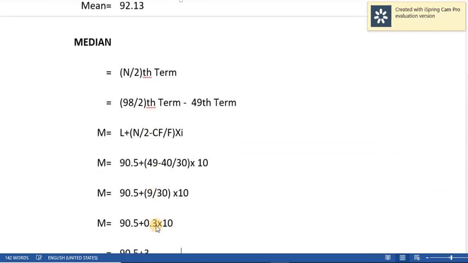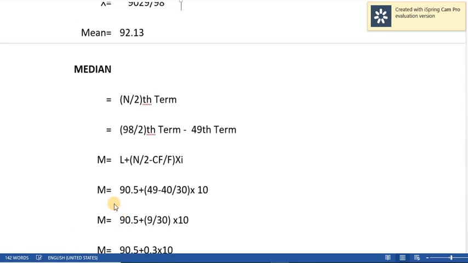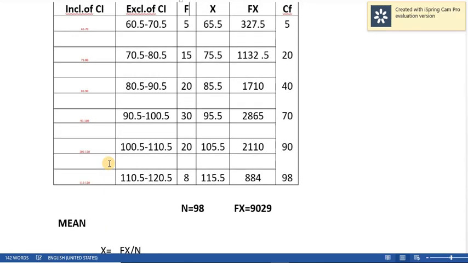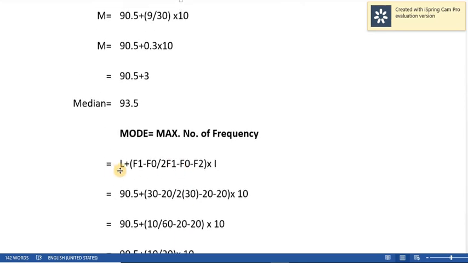Once we have found these, we go for the formula. Mode formula, I already told you. The maximum frequency we have selected, right? That class is also selected. L means the lower value of the class interval, which I already showed, but once again I am going to show it here, 90.5, because this is the maximum frequency class. Here this 30 is F1, this 20 is F naught, and this other 20 is the frequency succeeding the modal class, that is F2. That we take according to the formula.